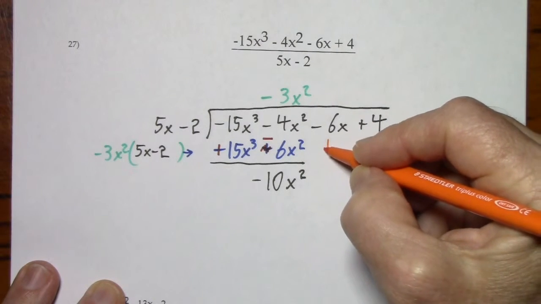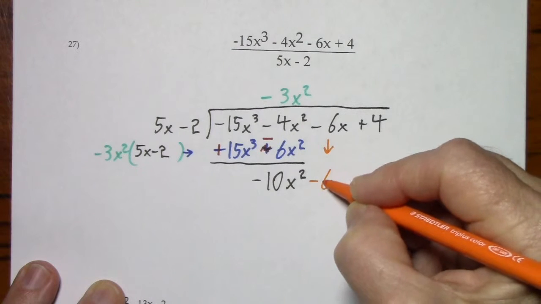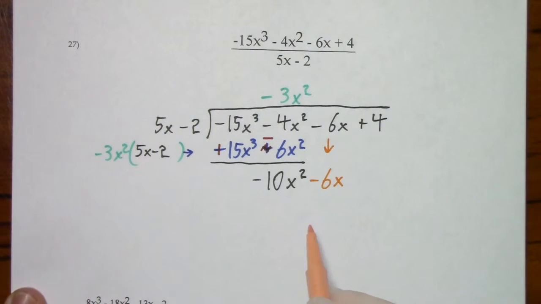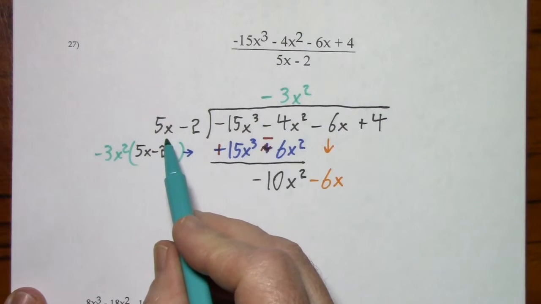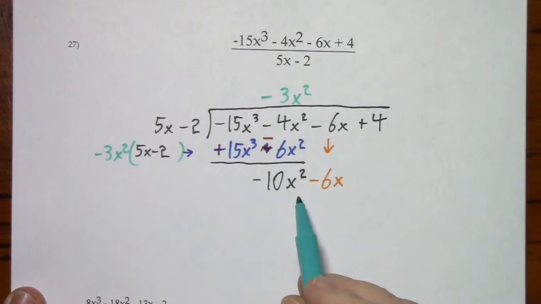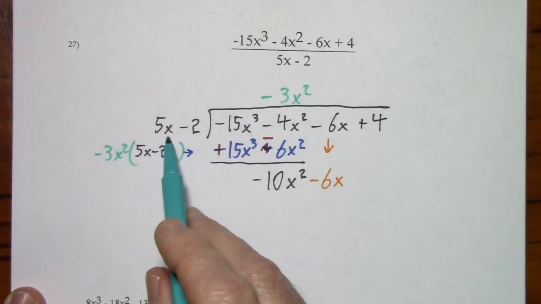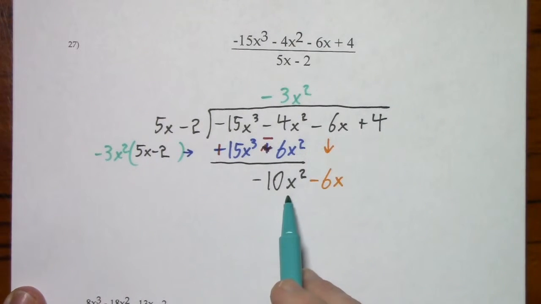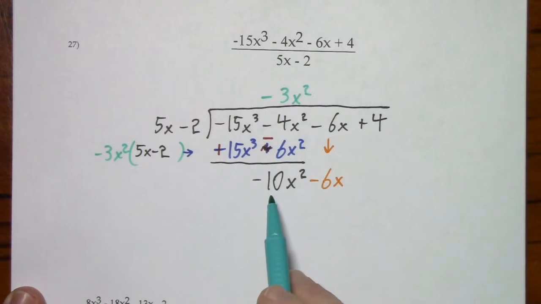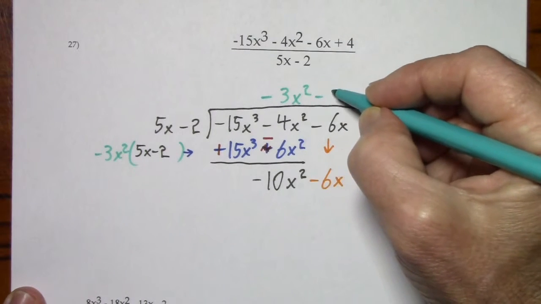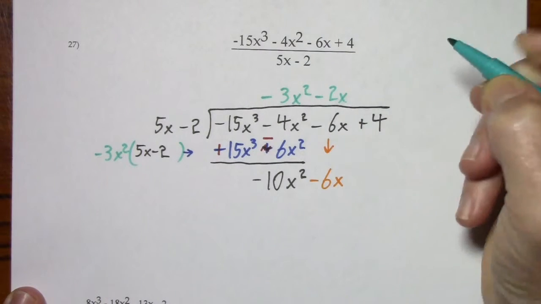Bring down the next term. And now we repeat the process. Focusing on the first term here and the first term here. What do we multiply this by to get this? Negative 2x. So we put negative 2x right here.